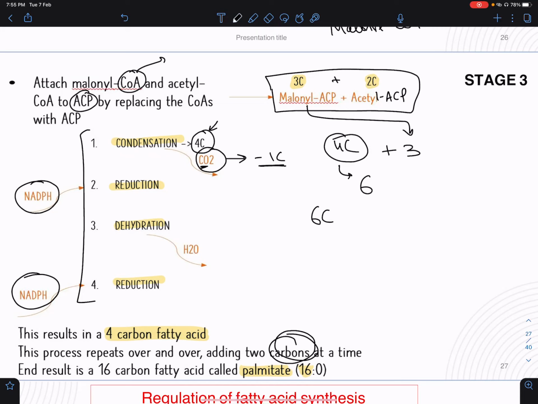Now you have a 6-carbon molecule. And again, it's going to add to malonyl, which is 3. What do you get? 9. But instead of 9, you lose a carbon again. So now you have 8. So every time you're adding 2. Every round of these reactions, you're adding 2 carbons, 2 carbons, 2 carbons. Okay? Any questions on this part?